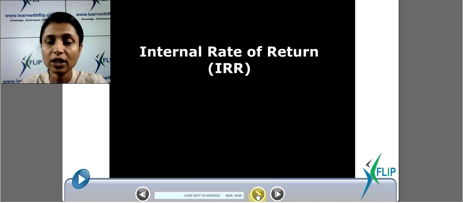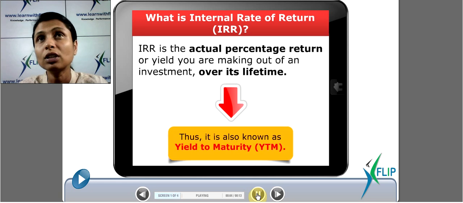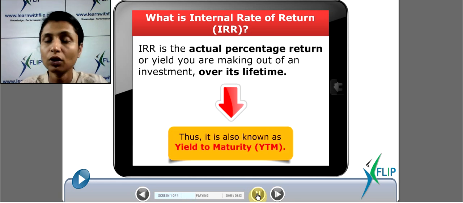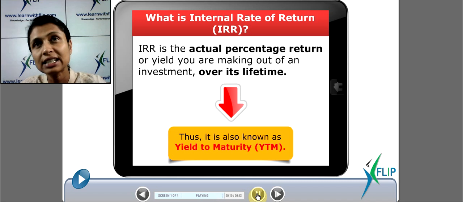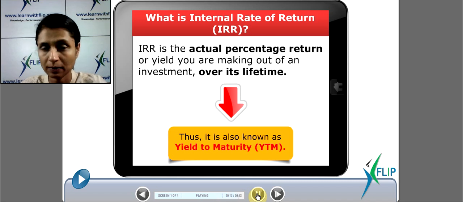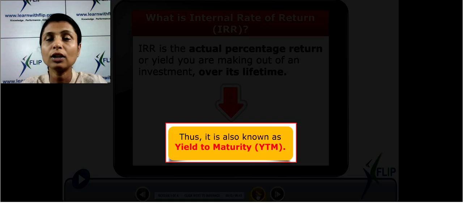IRR, or the internal rate of return, is the actual percentage return or yield you're making out of an investment over its entire lifetime. Since it's over its entire lifetime, it is also called the yield to maturity or YTM.